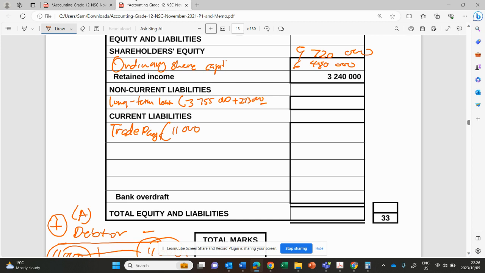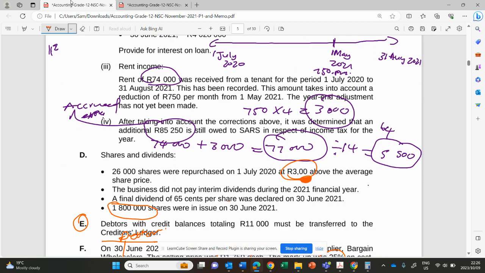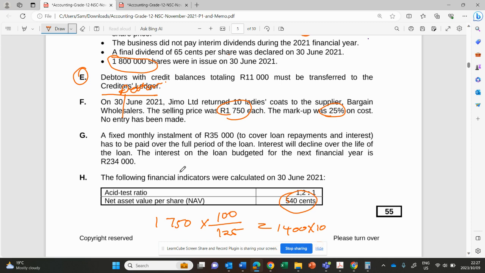Then minus the current portion of loan. So let's find the current portion of loan. There is information there about the repayment, a monthly repayment. They're saying the fixed monthly installment of 35,000 covers the loan payment and the interest. It has to be paid over the full period of the loan. Now the interest will decline over the life of the loan. The interest on loan budgeted for the next financial year is the 294.